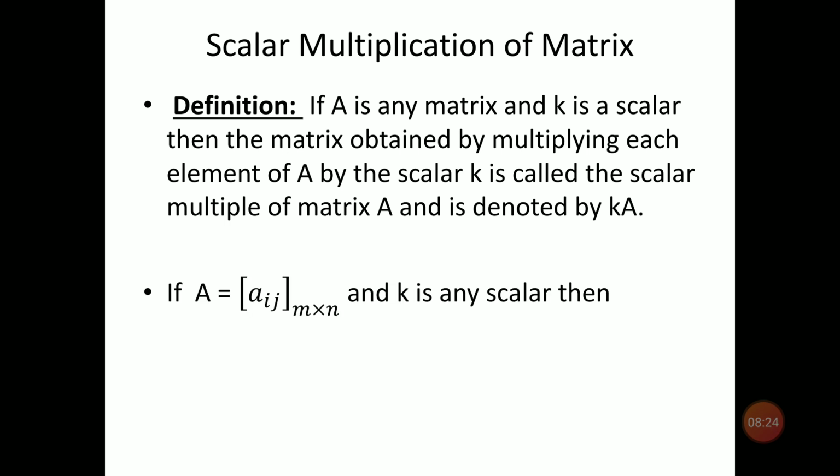So if A is a matrix with the elements aij of order m cross n, then KA, that is scalar multiplication of matrix A with a scalar K, is obtained by multiplying every element of A by K. Obviously KA is also of the same order as matrix A. So if A is a matrix of order m cross n, then KA is also a matrix of order m cross n.